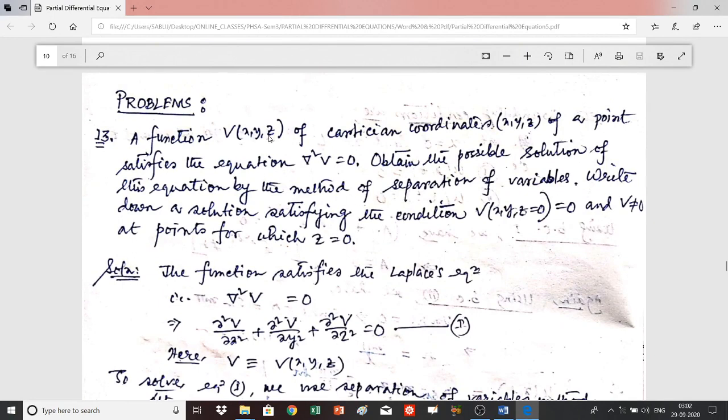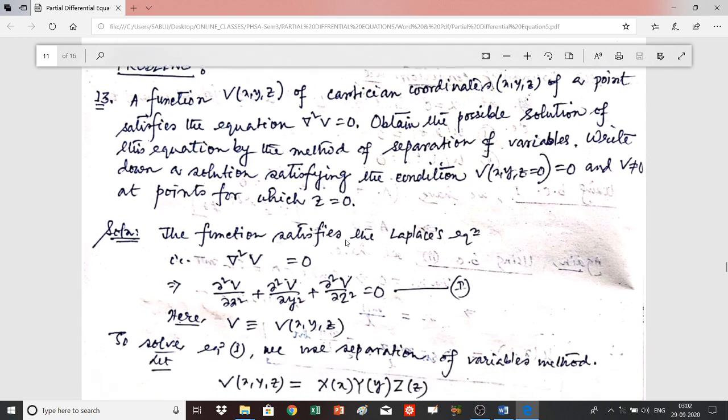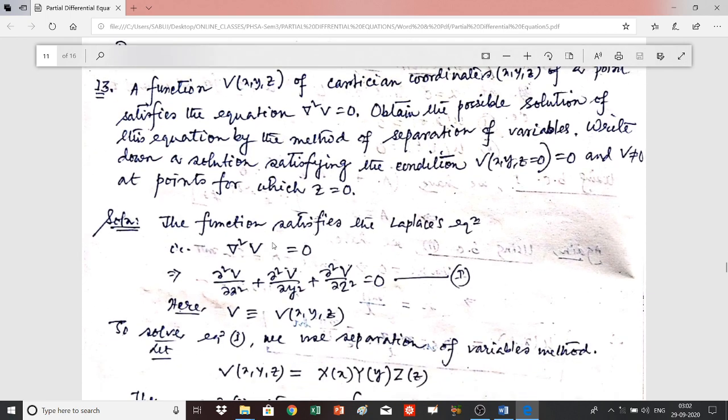A function v(x,y,z) of the Cartesian coordinates x, y, z of a point satisfies the equation del squared v is equal to 0. Obtain the possible solution of this equation by the method of separation of variables. Write down a solution satisfying the condition v(x,y,z) is equal to 0 for z equal to 0, and v0 is equal to 0 at points for which z is equal to 0. Now the function satisfies the Laplace equation here, since it is given that del squared v is equal to 0.